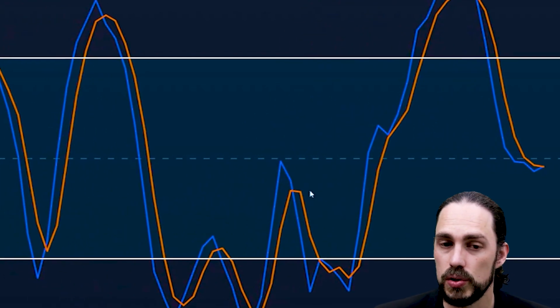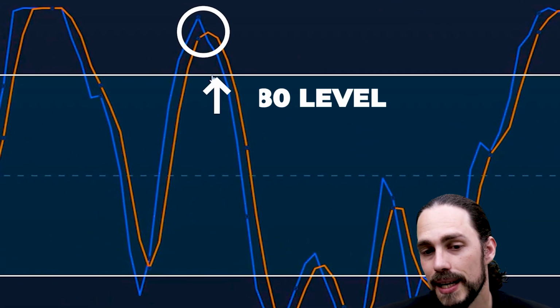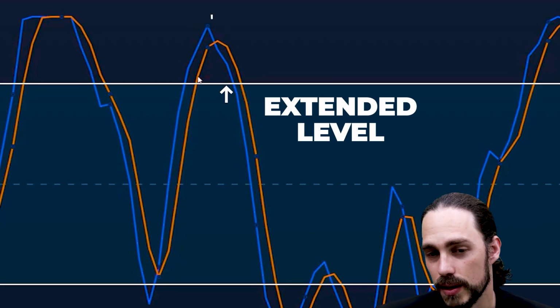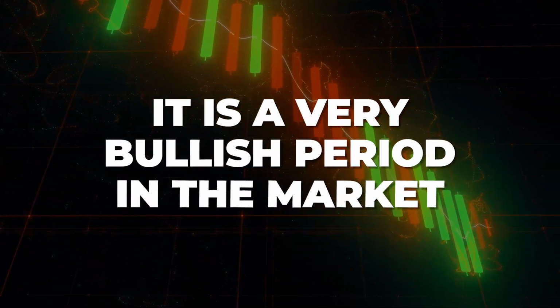And the opposite is also true: if you have a negative cross down, I want to see how close we are to this 80 level, this extended level in the market. Anything above the 80 level is a very hot period. It is a very bullish period in the market, according to the Stochastic RSI.